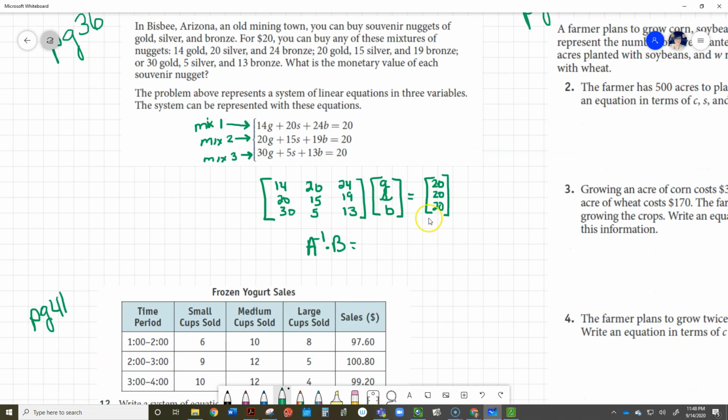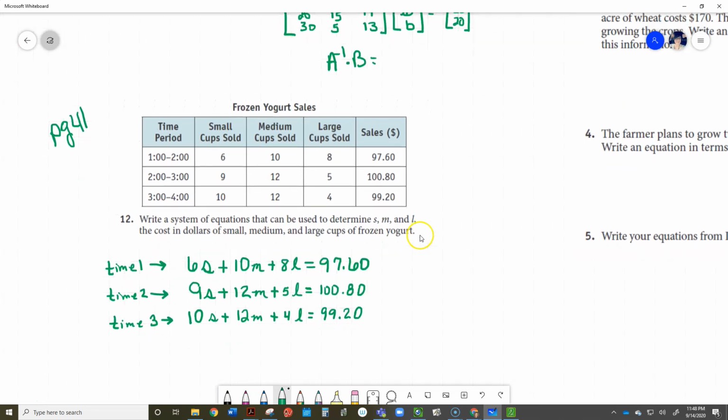All right. So the next one is, again, pretty straightforward. They give you this table right here. Write a system of equations. You'll find this on page 41. Okay, well, there's 3 different time slots. And in this time slot, this is what was sold. And this is how much money you made. In the second time slot from 2 to 3, you sold 9 small cups, 12 medium cups, 5 large cups. And this is how much money you made.